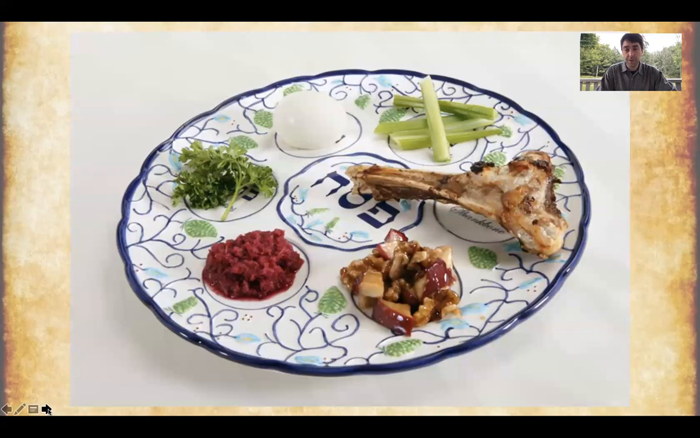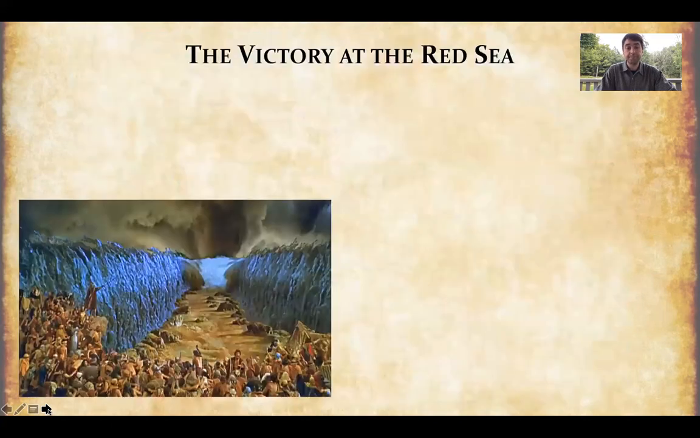There's a more realistic picture of what it might look like. Passover plate with all the different elements representing all the different aspects of the Exodus experience. And then finally, the whole story, at least the first half of the book of Exodus, culminates in this victory at the Red Sea.